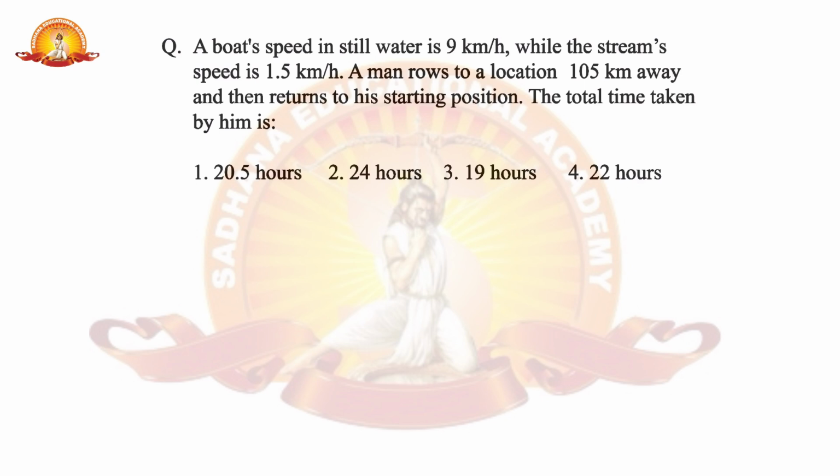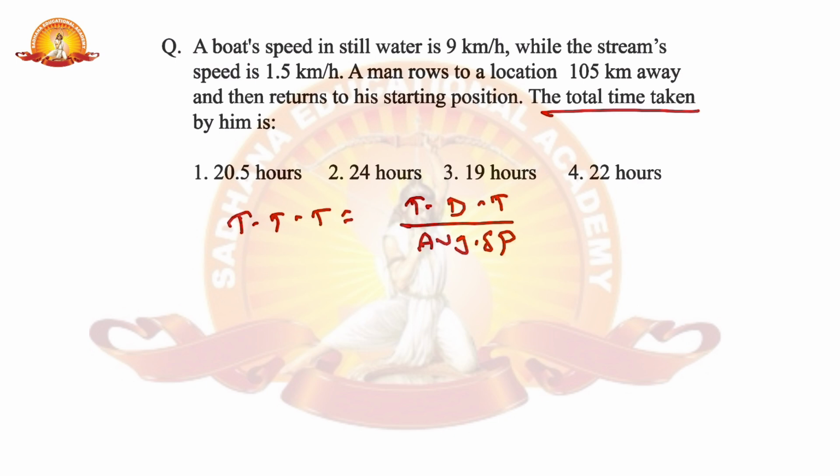speed is 1.5 km per hour. A man rows to a location 105 km away and then returns to his starting position. The total time taken by him is? Total distance traveled by average speed. Average speed is the total time. So average speed we have to first know.